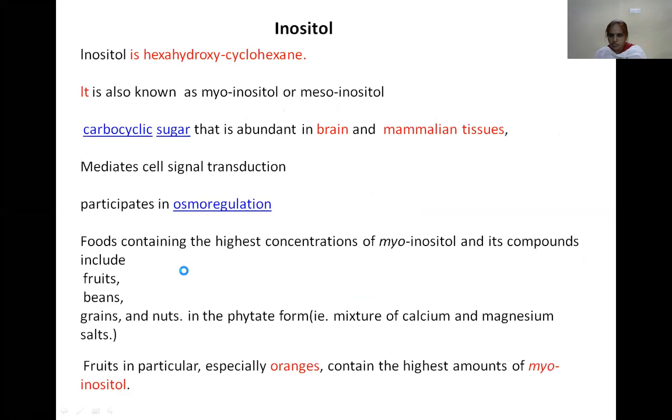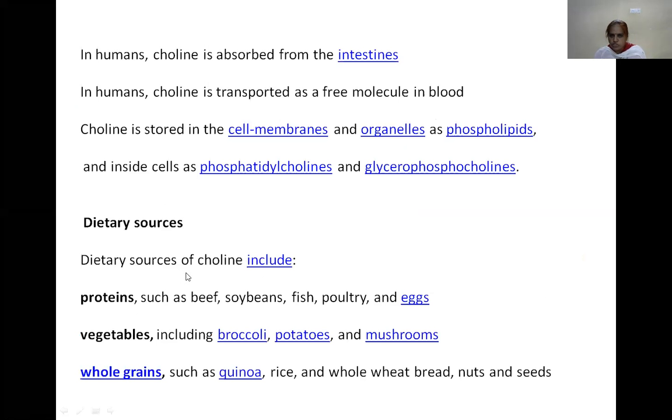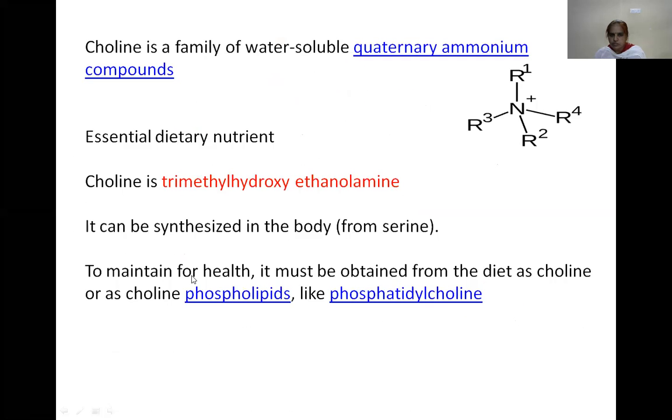These are the vitamin-like compounds: choline, lipoic acid, and inositol. Don't forget choline. Once again, choline is a component of the phospholipids and an essential dietary nutrient. The chemical name of choline is trimethyl hydroxyethanolamine. Synthesis takes place in the liver from serine, and to maintain health it should be obtained from the diet as phospholipids.